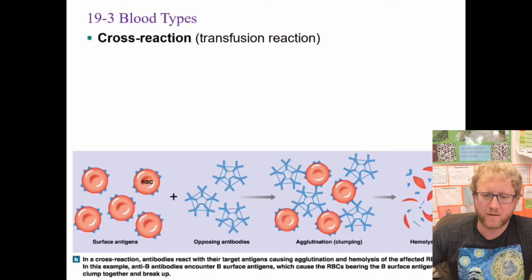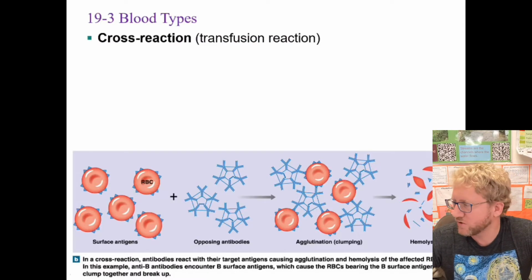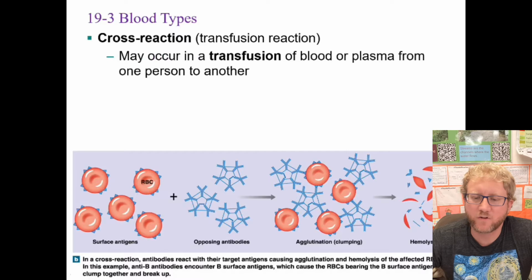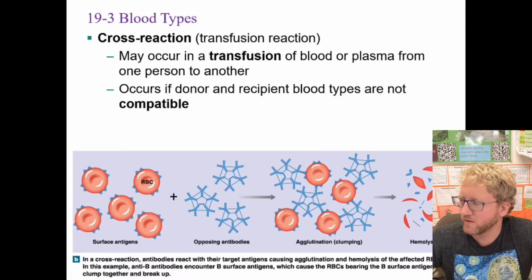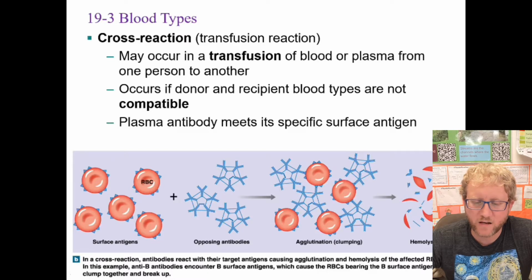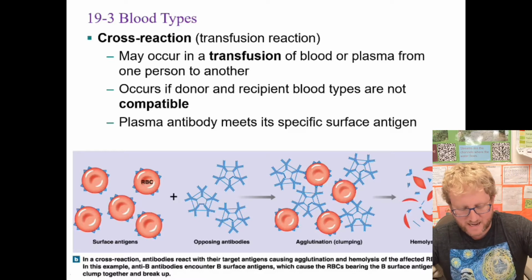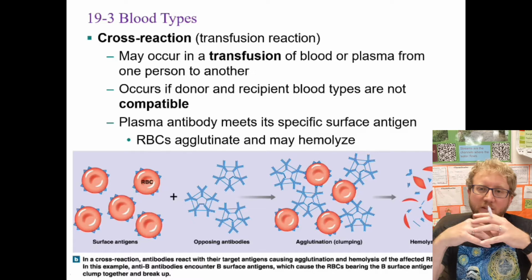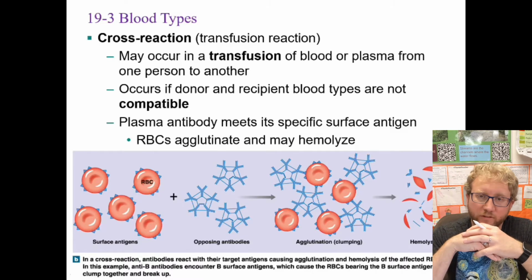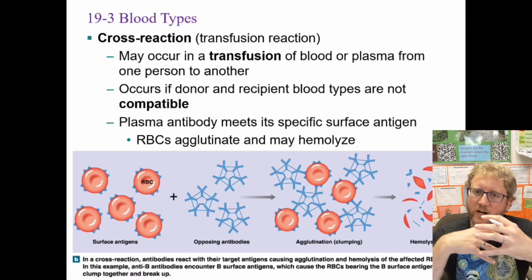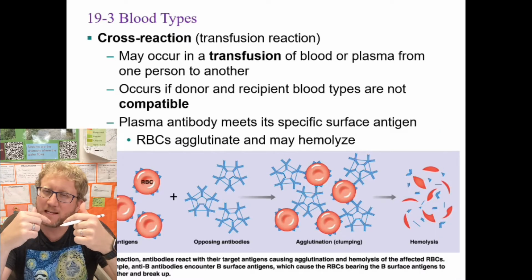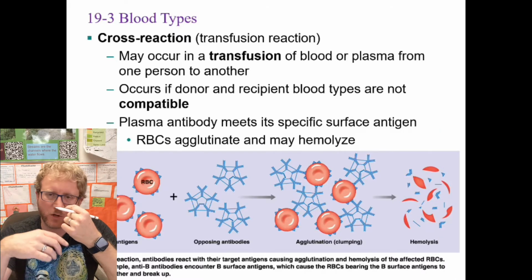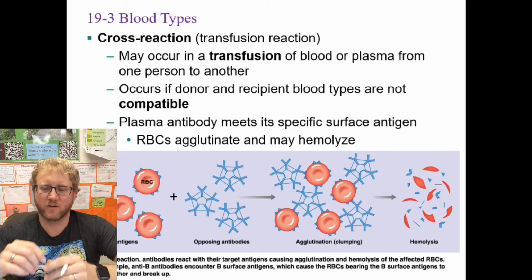The problem is we can have a cross reaction or a transfusion reaction, which happens if you have a transfusion of blood from one person to another, if they are incompatible. Then the antibody meets the specific antigen and the blood cells agglutinate. They clump together. Think of that curdled milk sort of thing, with the solid parts of the milk separating from the liquid parts of the milk. That's happening inside of your blood vessels, which is really, really bad news.